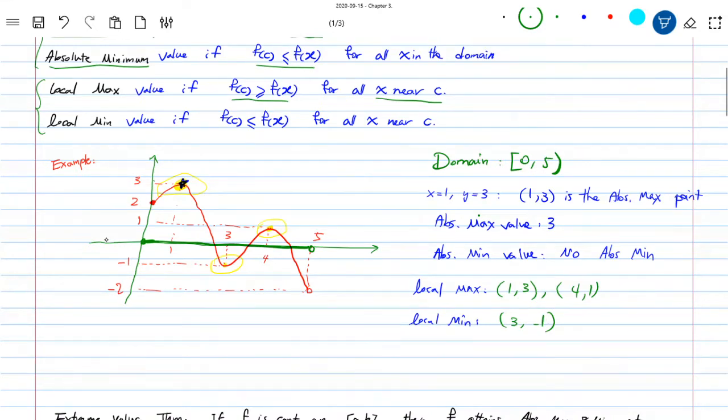Some textbooks consider the endpoints somehow local maximum, but since we don't have the left side, we do not consider the endpoints as local points. So we only look at inside the graph, not the endpoints. Okay, so local max and min, absolute max and min, nothing too complicated based on the graph. You should simply find out where those points are.